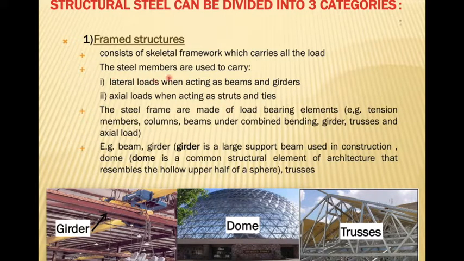So the steel members are used to carry lateral loads when acting as beams and girders, and also axial loads when acting as struts and ties. The steel frame is made of load-bearing elements, which are tension members, columns, beams under combined bending, girders, trusses, and also axial load. For example, we have beam, girder, dome, and also trusses. So when we talk about frame structures, it can be any one of these examples.